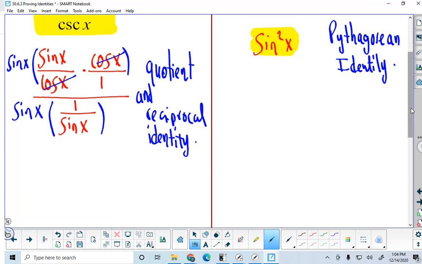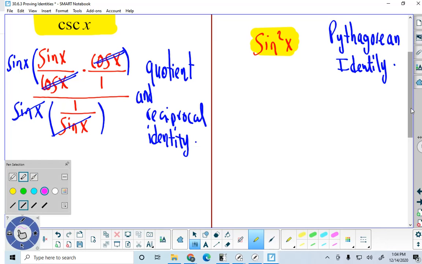But if you take a look at what happened, this is a very simple proof, because these two cosines cancel. This sine cancels with the other sine. So on the top, we are left with, well, what are we left with? We're left with this sine of x and this sine of x. We're left with sine squared of x. And we don't have anything except 1 on the bottom.